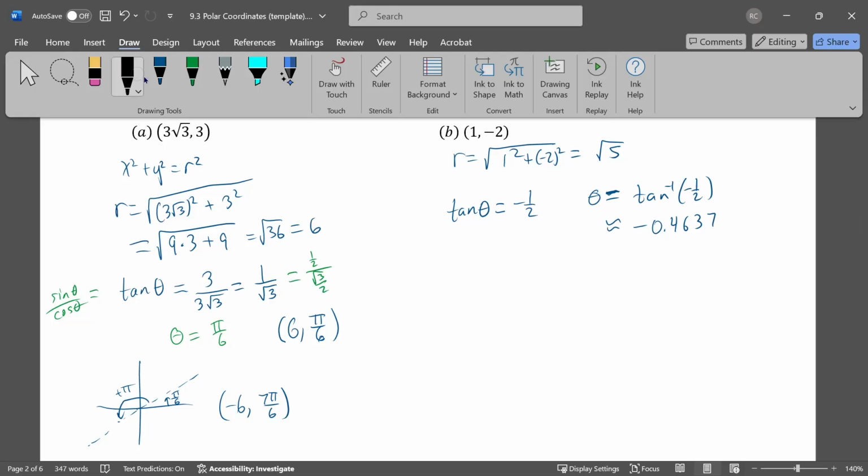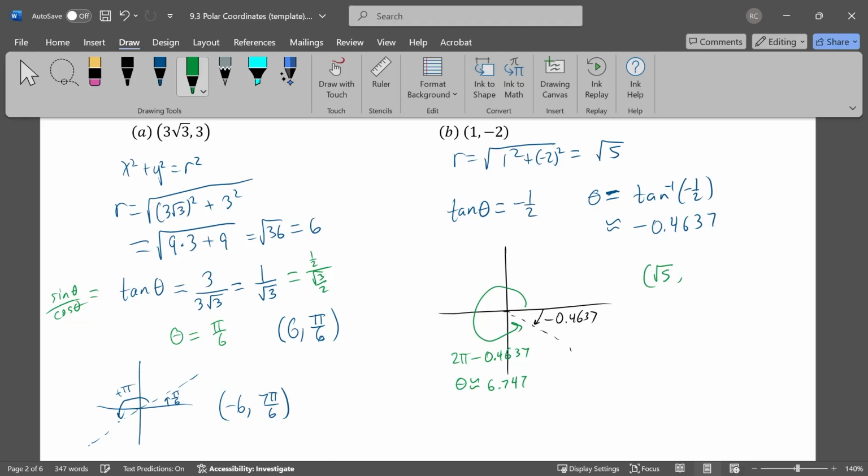Well, let's try to sketch this out and find the positive angle. So if this angle is the negative 0.4637 radians angle, then how do I find the positive version of that angle? Well, that's easy enough. I just take 2 pi and subtract that. And so I can set theta to be approximately 6.747. So the first version of the point that I would write out would be the square root of 5, 6.747.